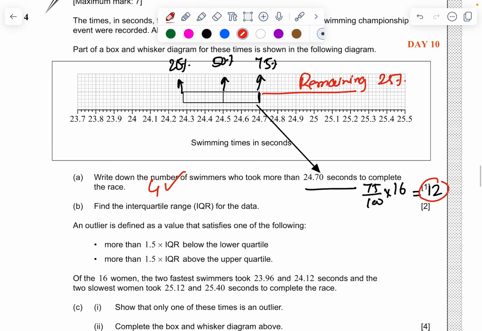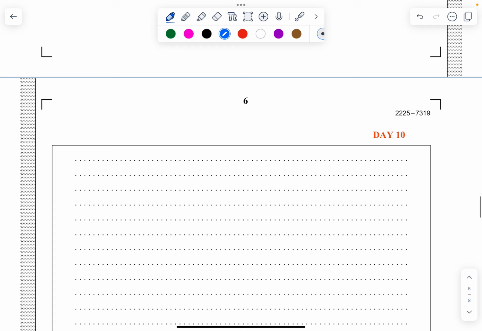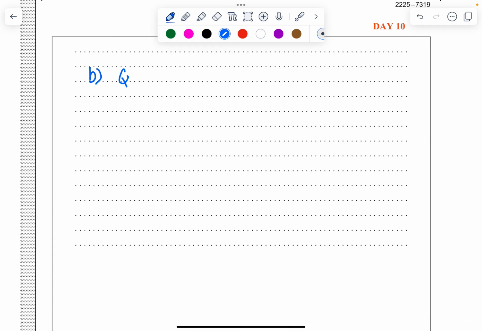Find the interquartile range. The interquartile range is Q3 minus Q1. Q3 is 24.70 and Q1 is 24.28, which gives 0.42 seconds.